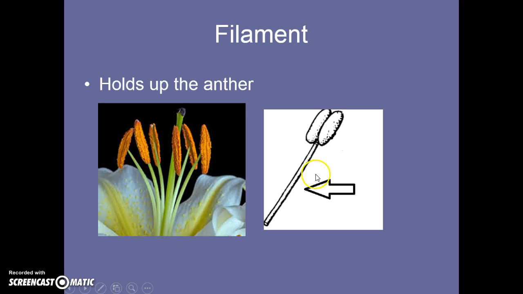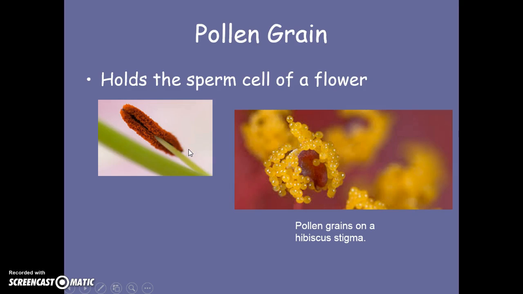The filament is simply the stalk of the anther. It holds it up. So, quite long filaments on this male stamen. Pollen grain. Pollen grains hold the sperm cell of a flower. So you can see all of the pollen grains on here, that kind of orange fuzzy look to it. You could take a microscope and look inside. You would see that there is a sperm cell inside of the pollen grain.